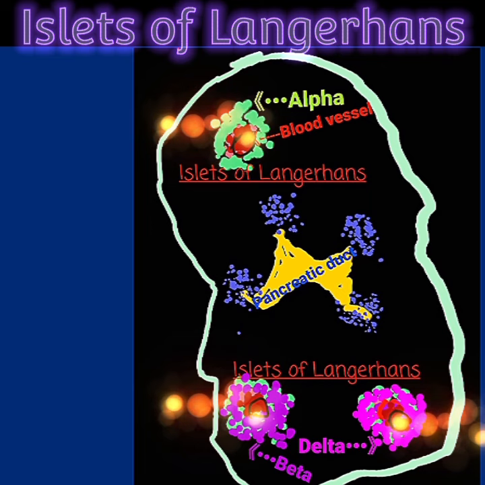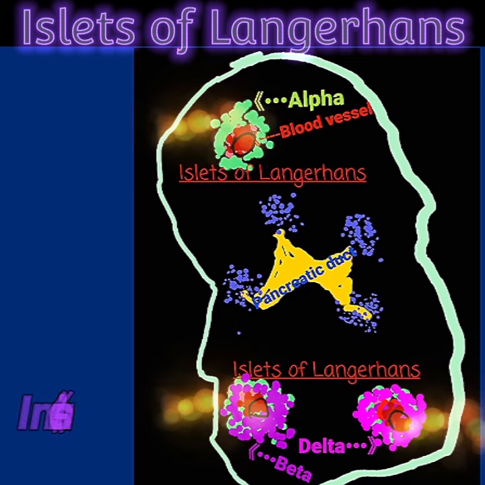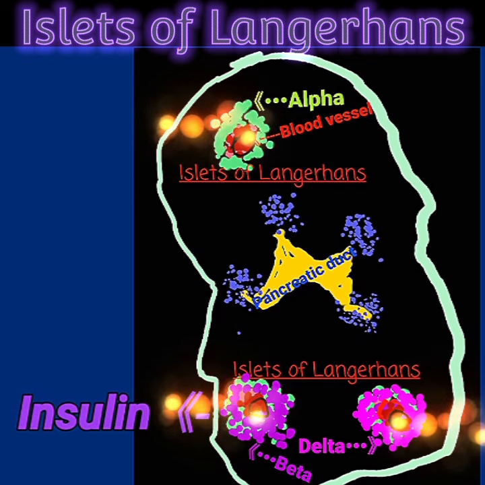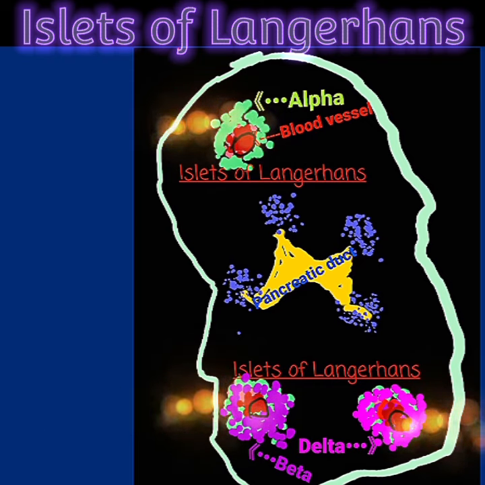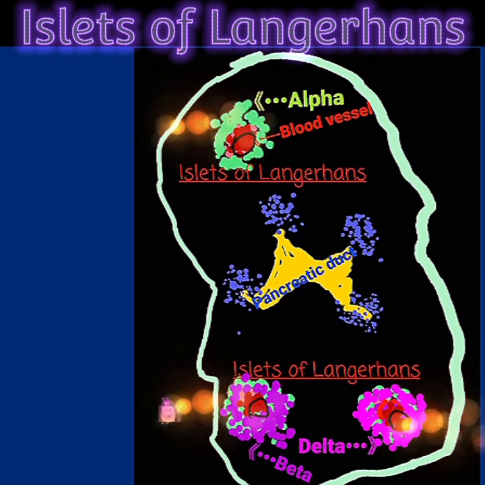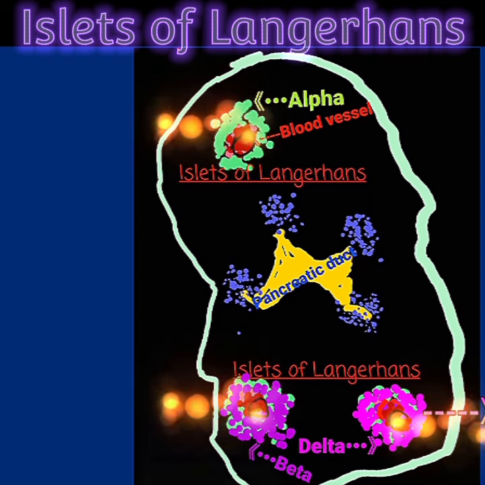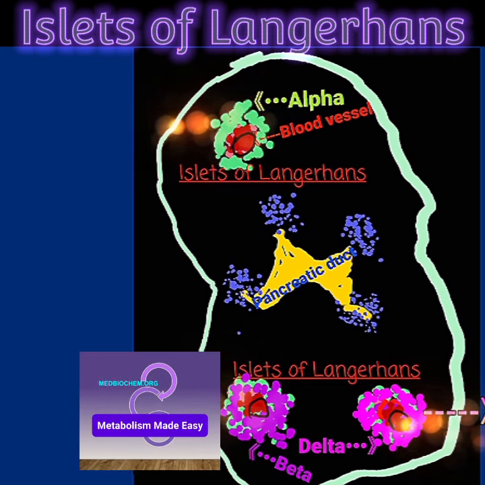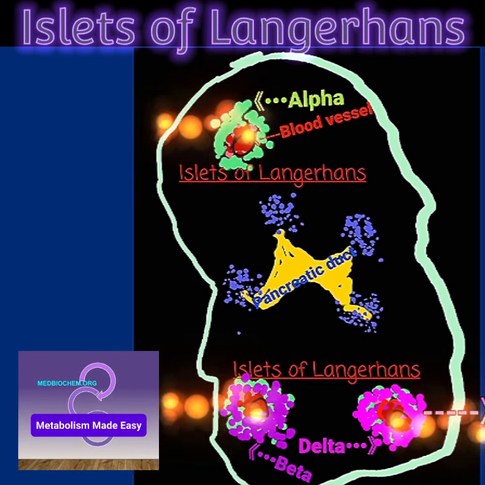There are 3 types of cells in the islets of Langerhans. The first one produces insulin, and these are the beta cells. The second group of cells are the alpha cells that produce glucagon. And the third one is the delta cells that produce somatostatin. But for our purposes, our concern will be basically with the insulin production and glucagon production.